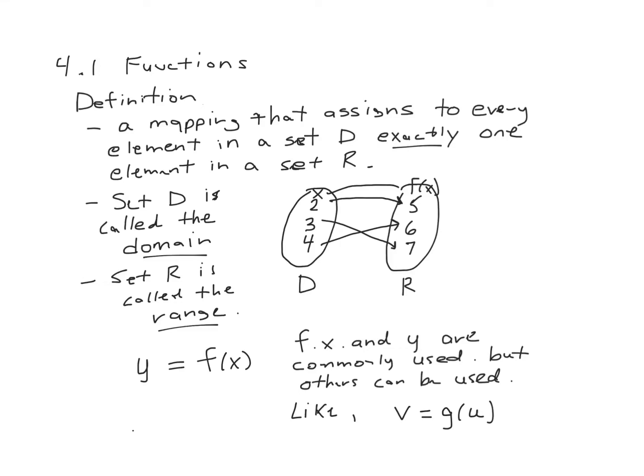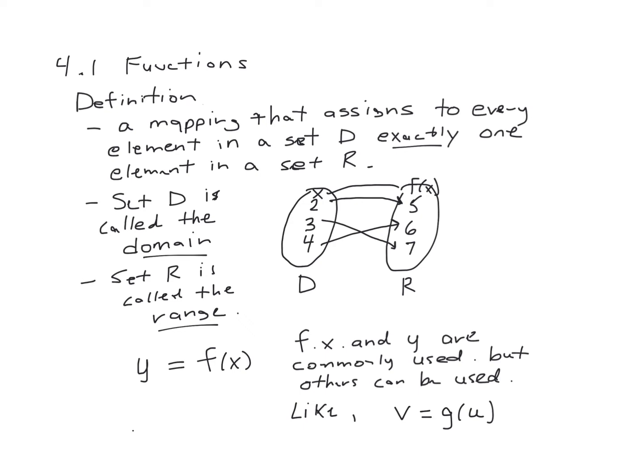Lesson 4.1 is some general information about functions. We have studied many types of functions: linear, quadratics, cubics, quartics, and so on. Our general definition of a function is that it is a mapping that will assign to every element in a set D exactly one element in a set R. For each x, there would be exactly one y, as we typically talk about x and y with the variables.